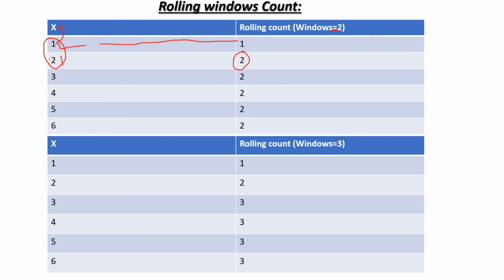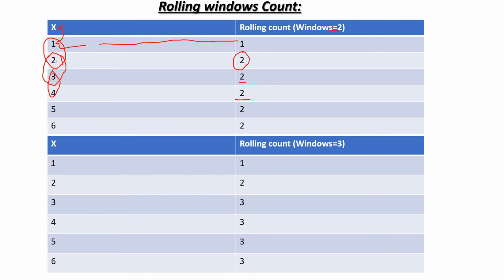Then the second window, that is this one, how many elements do we have? That is 1 plus 1, 2, so that's why we got 2. Next window, how many elements? 1 plus 1, 2, right? So this is the rolling count. Like this the rolling count will work.